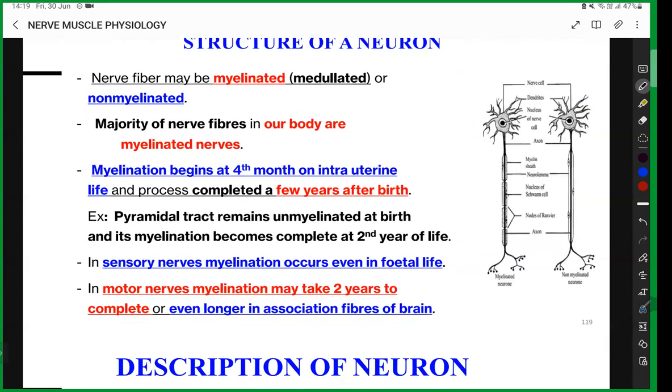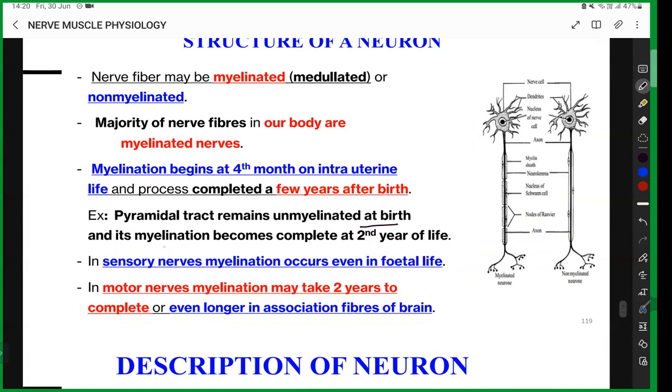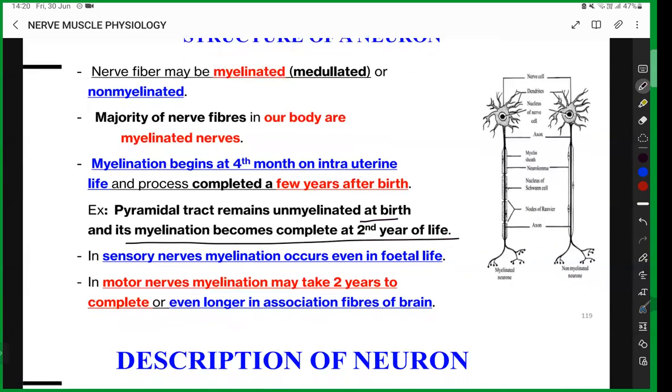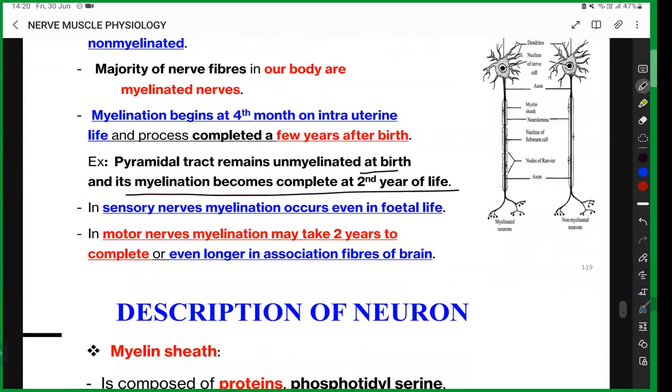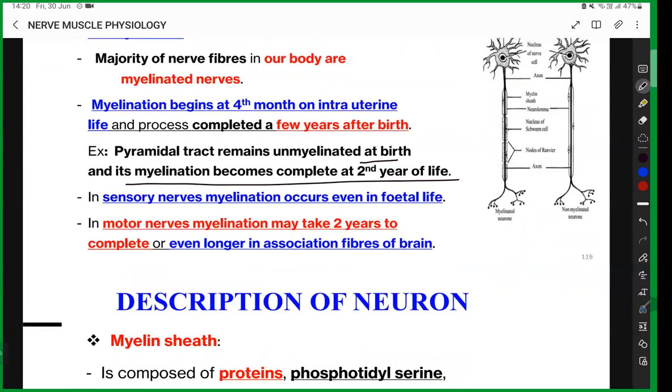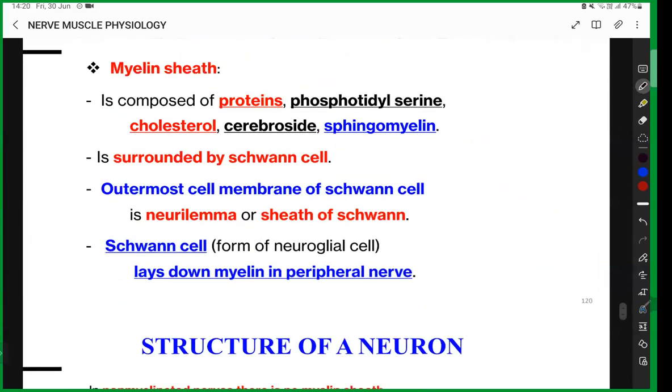This myelination begins at the 4th month of intrauterine life and completes a few years after birth. For example, the pyramidal tract remains unmyelinated at birth and gets completely myelinated by the 2nd year of life. In sensory nerves, myelination occurs even in fetal life. In motor nerves, it takes 2 years to complete. This myelin sheath is made of lipids like phosphatidylserine, cholesterol, cerebroside, sphingomyelin, etc. And the outer aspect is covered by some proteins.